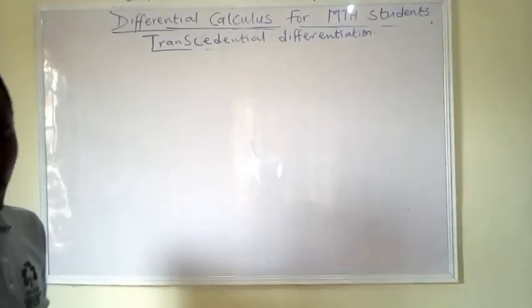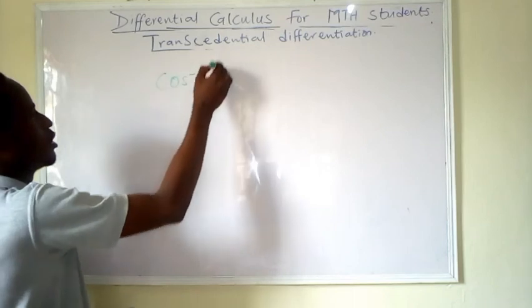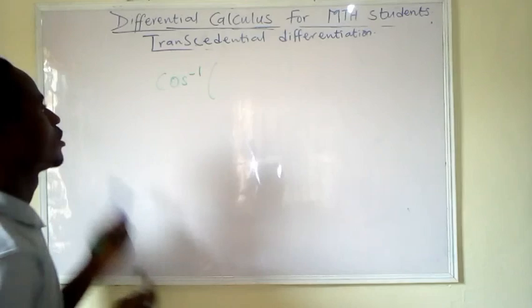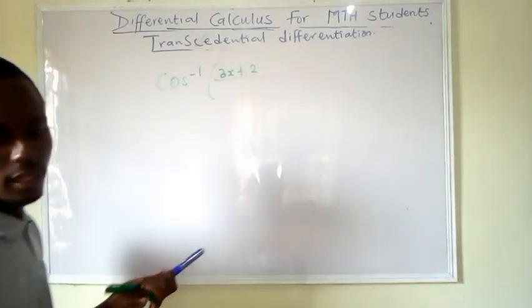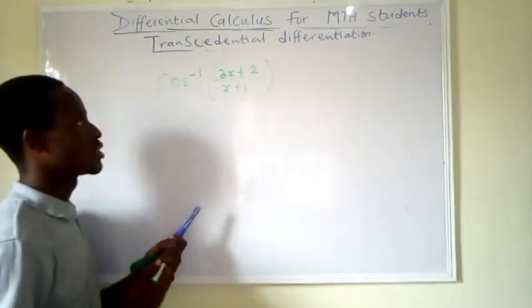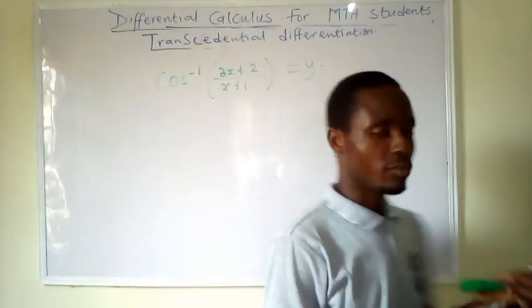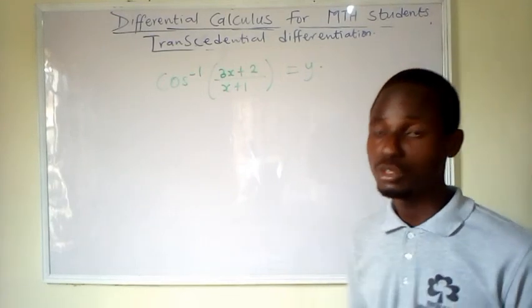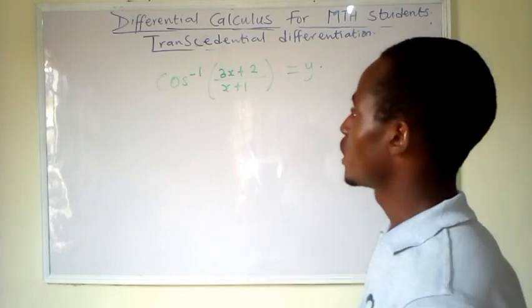If I have the cos arc of 3x plus 2 all over x plus 1, how am I going to solve this? Don't forget, all this equals y. So to find the derivative of this, what am I going to do? It's very simple. I'm using the quotient rule and the chain rule all together. And that equals y.